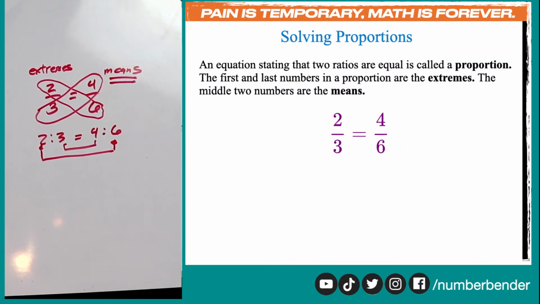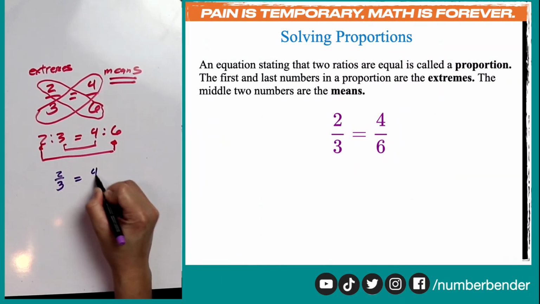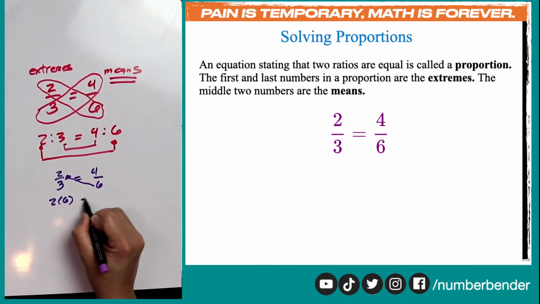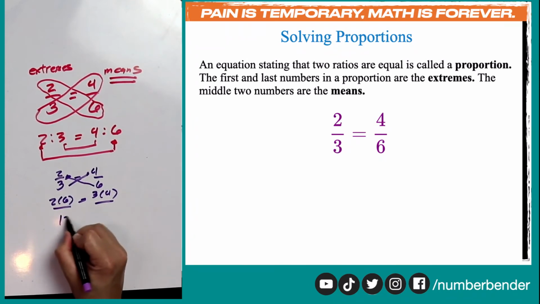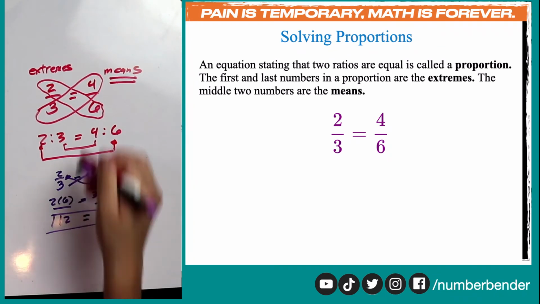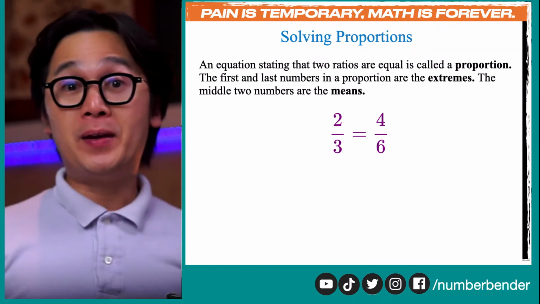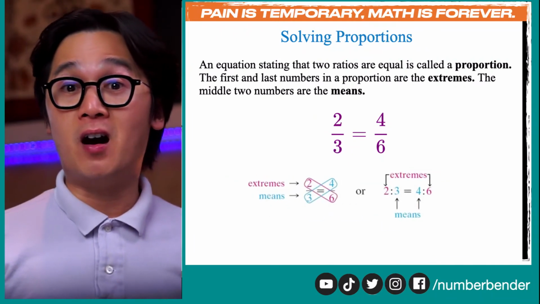And now, with this in mind, we can use the cross multiplication operation for 2 over 3 equal to 4 over 6, which means we're just going to multiply 2 and 6, and 3 and 4, and we know that both of them are equal to 12, which satisfies our equation. So the two fractions may look different at the beginning, but by cross multiplication, we're able to prove that they are the same.